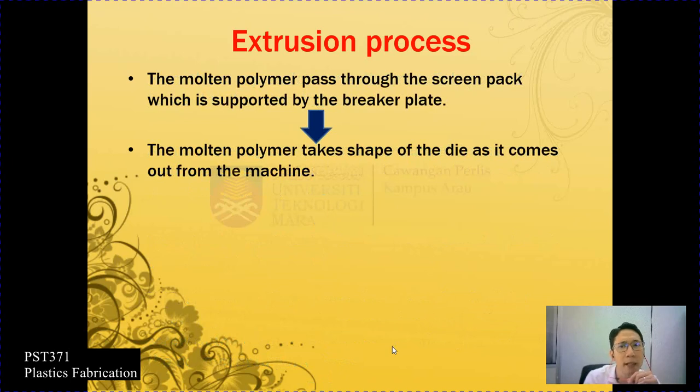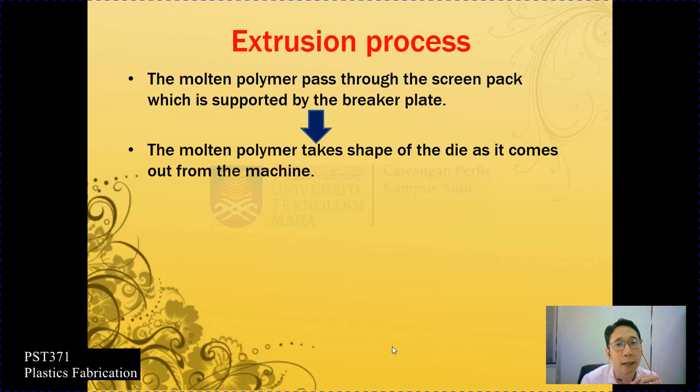Okay, screen pack and breaker plate. Screen pack untuk screening any impurities. Okay, kita tak nak dia extrude keluar, satu dekat artikel tu akan ada defect lah. Kan ada impurities. Ataupun kalau benda tu besar, dia akan effect kepada die. Die awak akan rosak. So, shapes of the die tu akan affected lah.